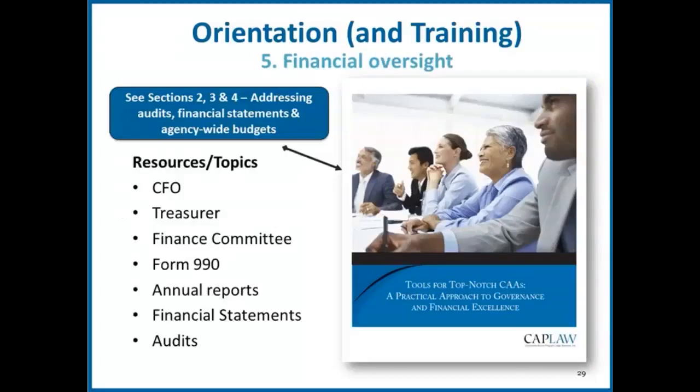The fifth topic, and I think this is a crucially important one, is financial oversight. You really want to make sure that your board members understand their roles and responsibilities, especially their fiduciary responsibility, reviewing your agency financial data, your audit findings, those nuts and bolts. So Cap Law has a great publication called Tools for Top-Notch CAAs, a practical approach to governance and financial excellence.